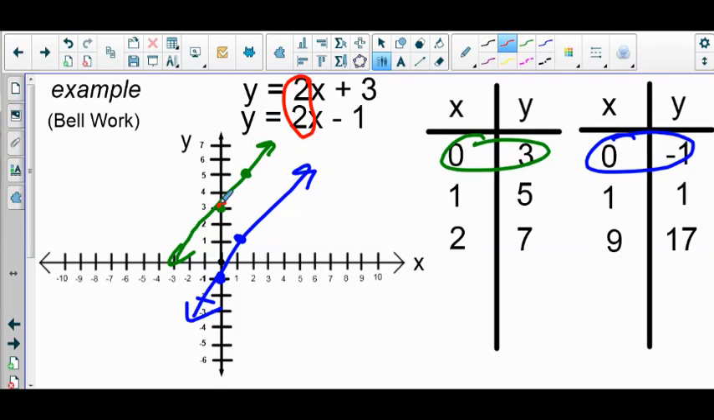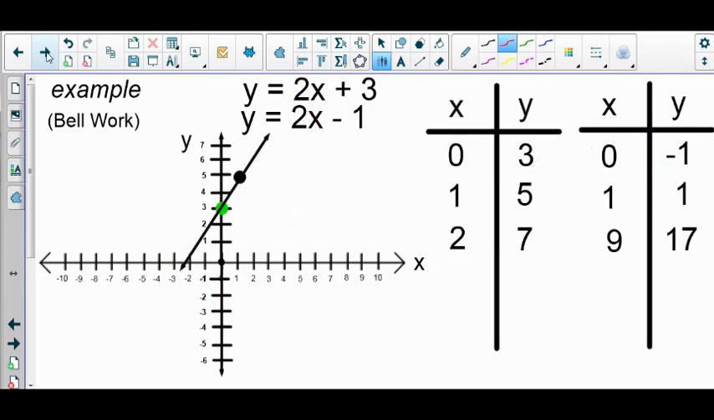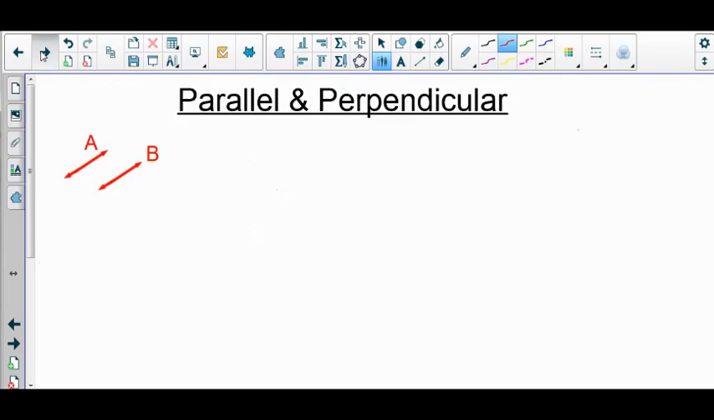And since they don't cross at the same place, these two lines will go on forever in this direction and never touch, and they will go on forever in this direction and never touch. So that gives you an idea about parallel lines and a review on that. So let's go ahead and look at that right there. There's the first one. Okay. And there's the second one. Okay. So let's go ahead and look at parallel and perpendicular.